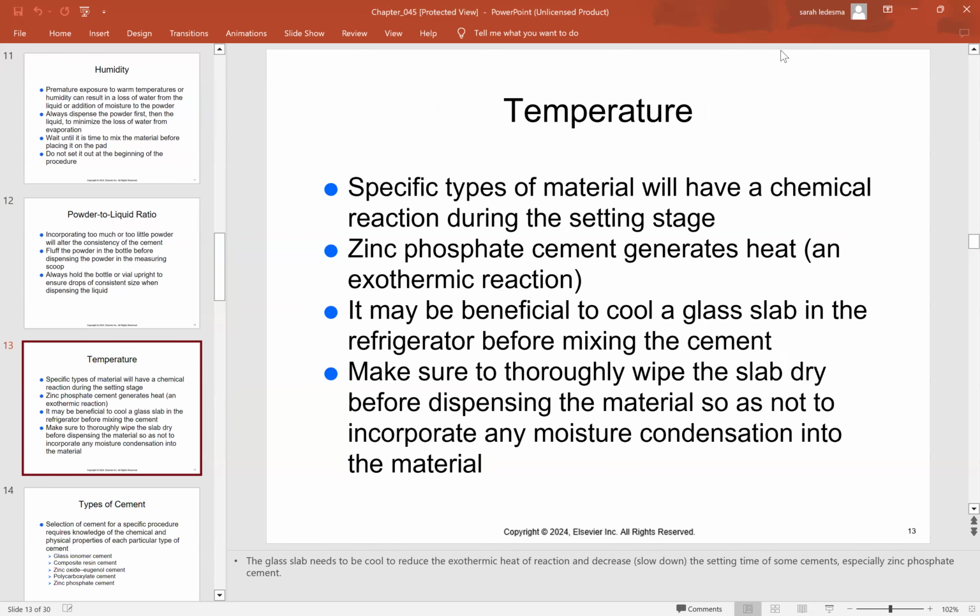With temperature, specific types of material have a chemical reaction during the setting stage. Zinc phosphate cement, in particular, generates heat. It may be beneficial to use a cool glass slab, pulling it from the refrigerator before we're mixing the cement. We want to make sure that we thoroughly wipe our slab dry before dispensing the material so we don't incorporate any moisture condensation into our material.